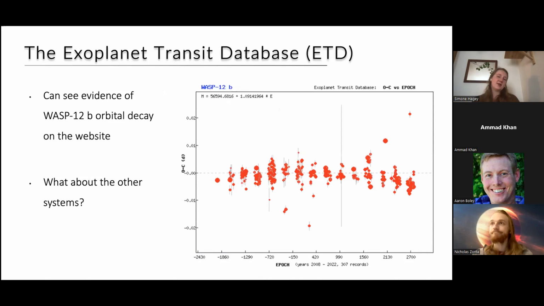So what I noticed when looking at the database, which I had previously known, but I had never used their data for any research before, I looked at this plot of WASP-12b, which is that planet that we know is decaying. And I went, wow, look, you can really see the curvature in there. Like, it's very clear that even though this data has a lot of scatter, there's some spurious data points, you can still see this long-term trend.